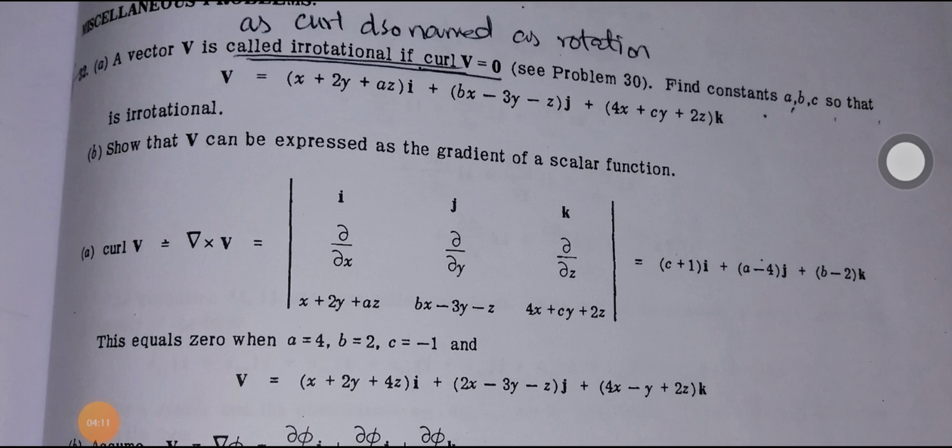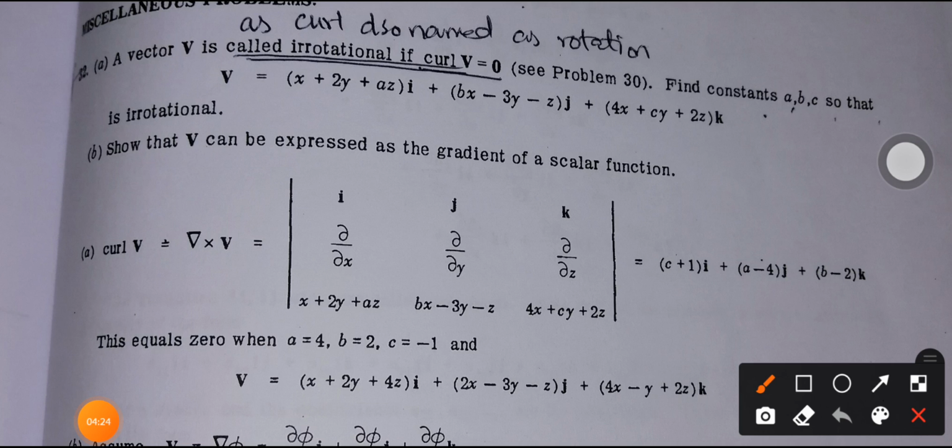Next we are going to solve some questions related to the formulas we have recently discussed, that a vector v is called irrotational if curl of v is equal to 0. So this is how we are going to define a new term, that irrotational. If the curl of that vector is 0, that is del cross v will be 0 vector, then we will name that vector to be an irrotational vector, because the curl is also named as a rotation.